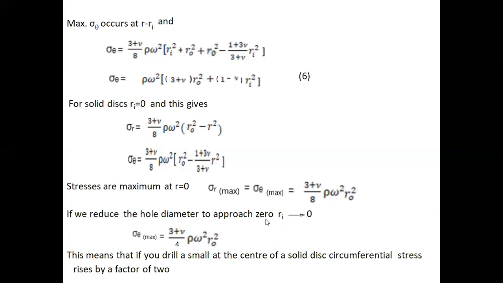So this difference has to be noted, because in general, if we want to rotate a solid disk, we need a shaft, however small. Even if it is a very small shaft, a small hole has to be drilled. And with that small hole, this circumferential stress will rise by a factor of 2. Hence, we need to consider whether we drill a hole or don't drill a hole. So that much for today, and we'll do problems on this in the next class.